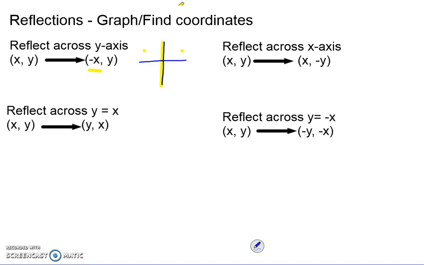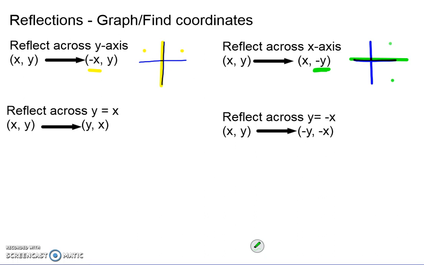When I reflect across the x-axis, it does the opposite. So when I reflect across this line, if I start up here and I end up down here, what changed? Your y value changed signs.